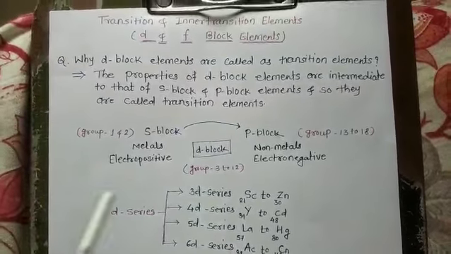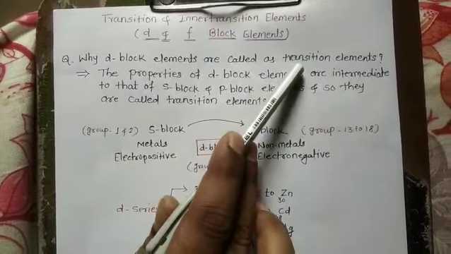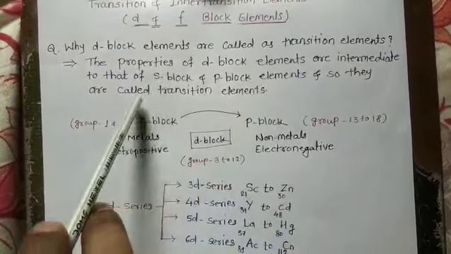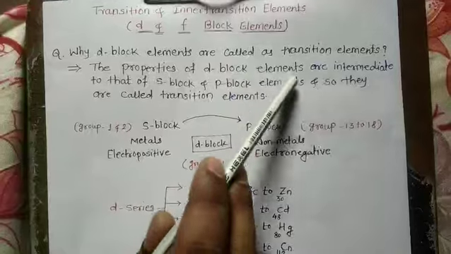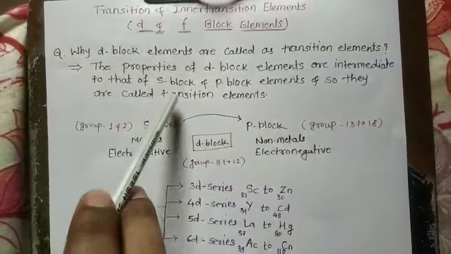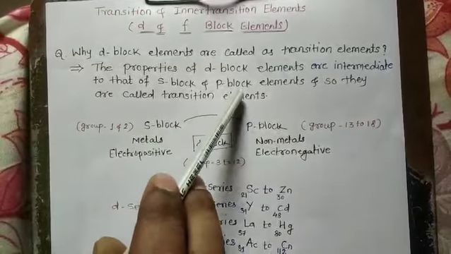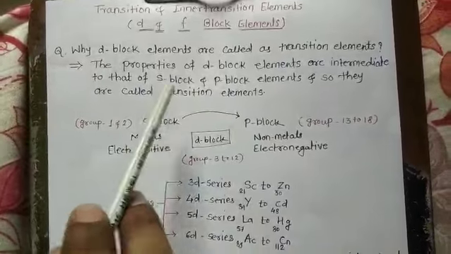But do you know why d block elements are called transition elements? Because the properties of the d block elements are intermediate between s and p block elements, so they are called transition elements.